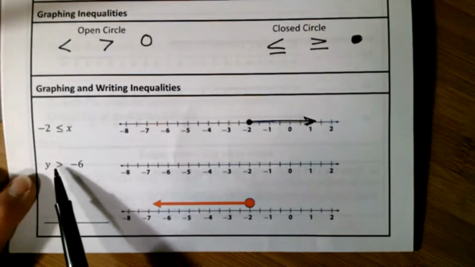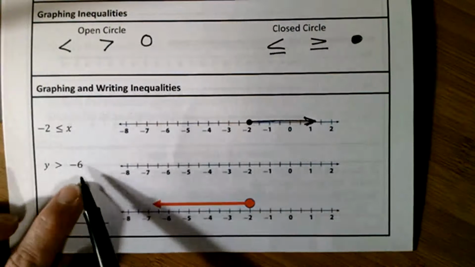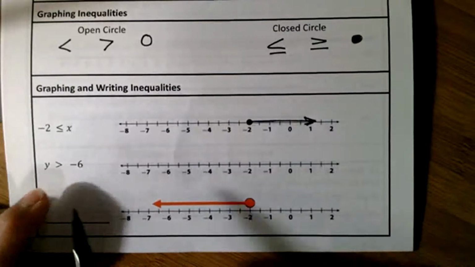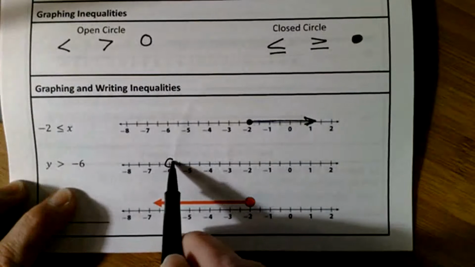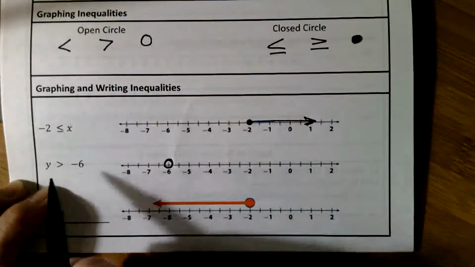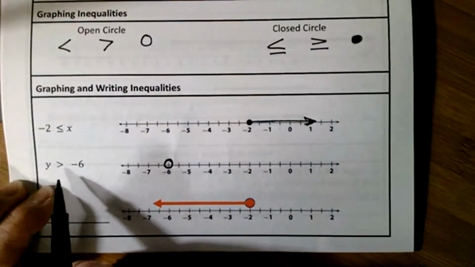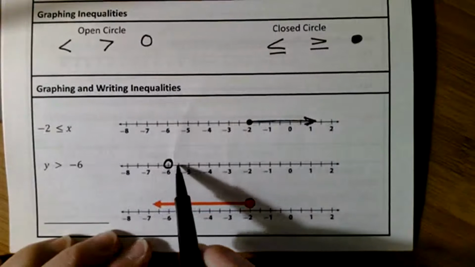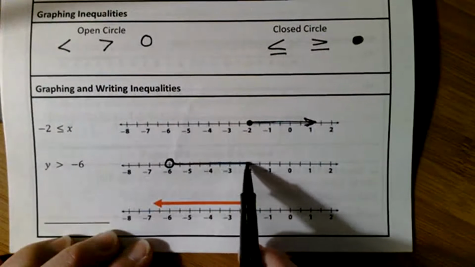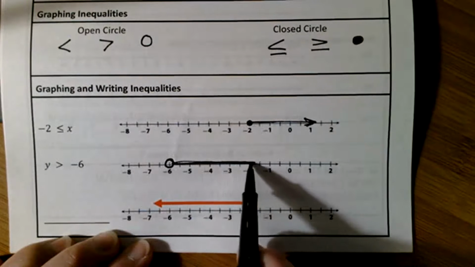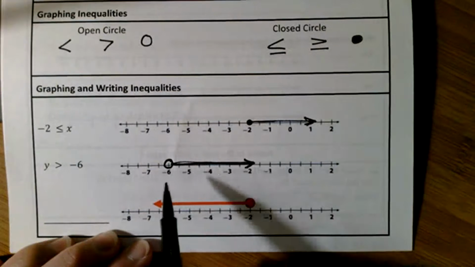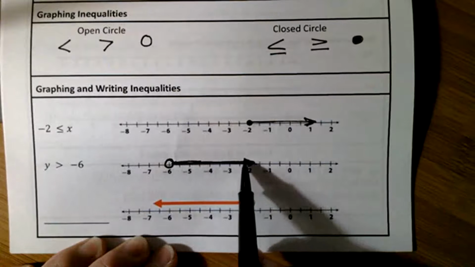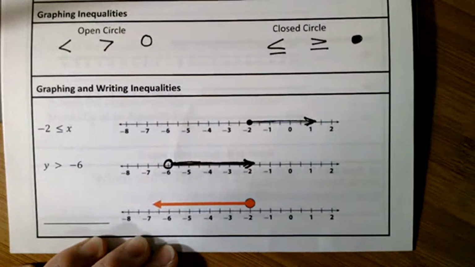Let's do this one. Y is greater than -6. Well, I find the -6, and this time I'm not going to draw a closed circle. I'm going to draw an open circle because y is not equal to -6. Y is greater than -6. So I'm going to go towards the greater, and I'm going to draw my arrow. This says that everything greater than -6 is a solution.